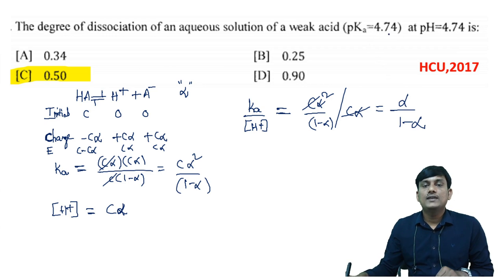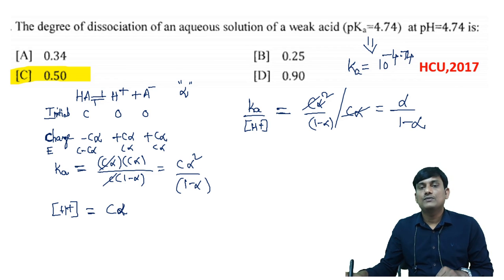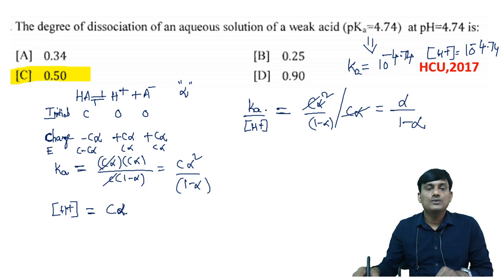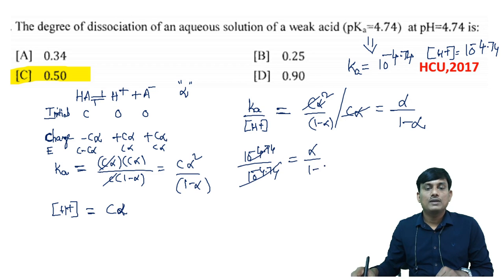Here pK is 4.74. From this, Ka is equal to 10 to the power of minus 4.74. Okay, Ka is equal to 10 to the power of minus pK. And concentration of H plus is equal to 10 to the power of minus pH, 10 to the power of minus 4.74. Okay, both are same. Ka is equal to H plus concentration. So there is a cancellation.